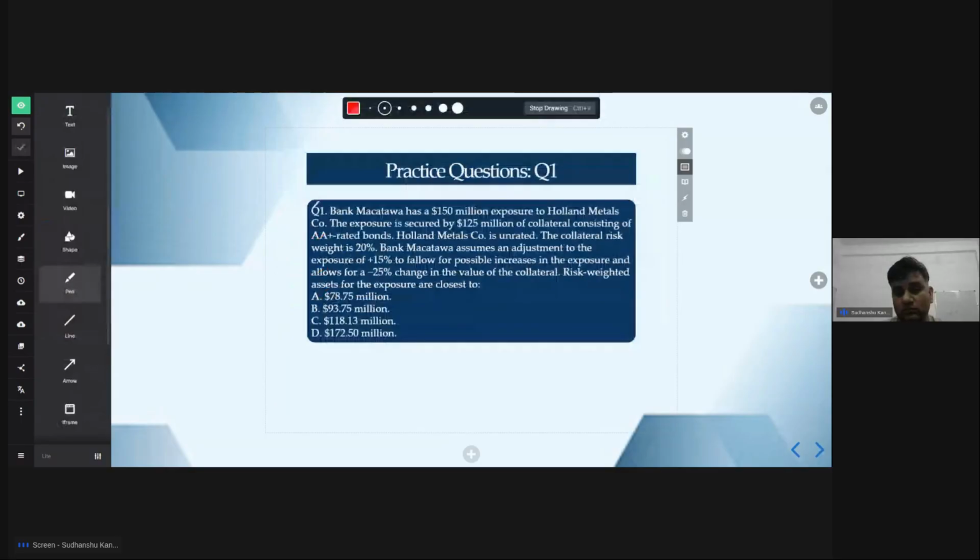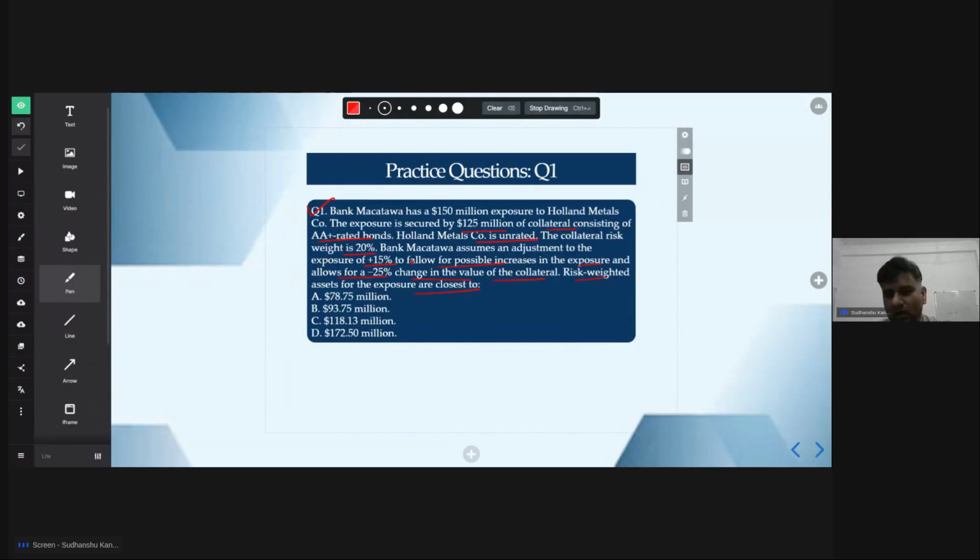Let's do question number one. Bank Makatawa has a $150 million exposure to Holland Metals Company. The exposure is secured by $125 million of collateral consisting of AA plus rated bonds. Holland Metals Company is unrated. The collateral risk weight is 20%. Bank Makatawa assumes an adjustment to the exposure of plus 15% to allow for a possible increase in the exposure, and allows for a minus 25% change in the value of the collateral. Risk weighted assets for the exposure are closest to what? 78.75, 93.75, 118.13, or 172.50 million.